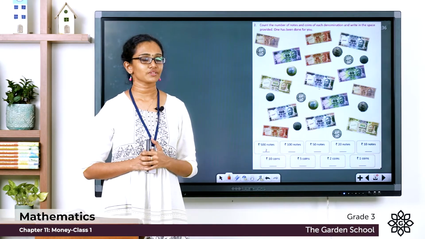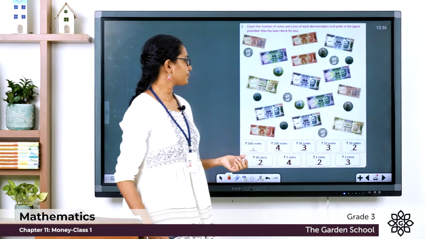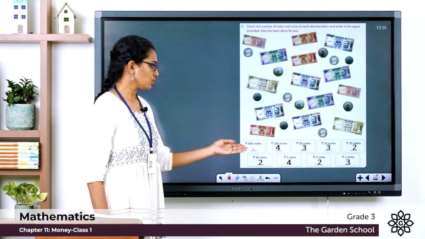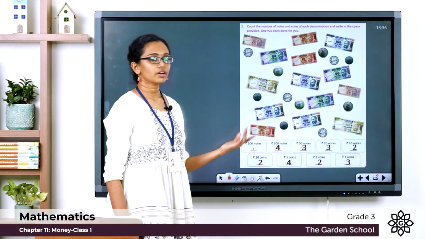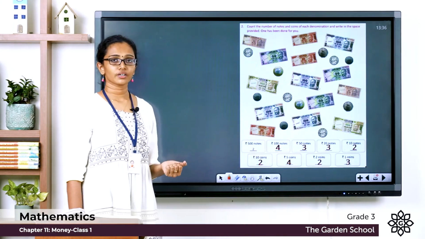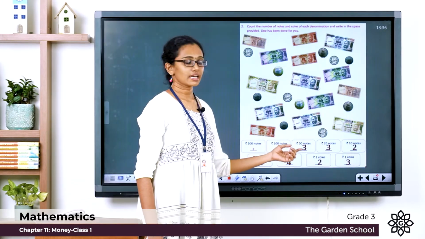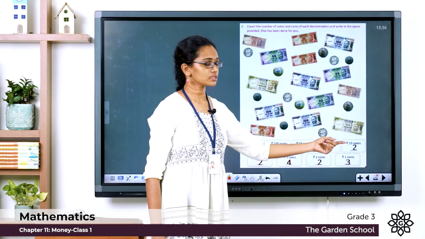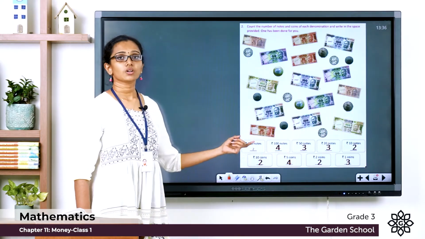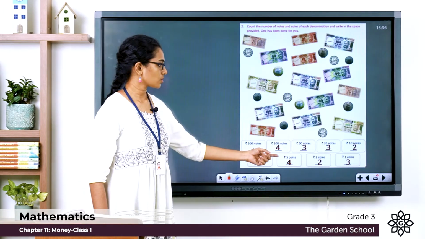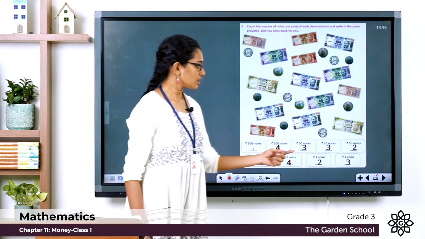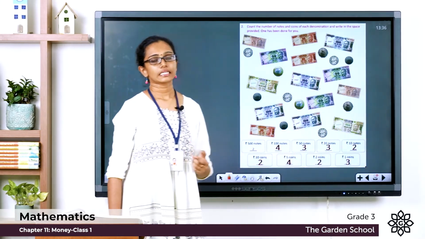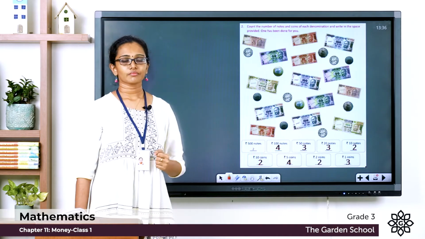Hope you are done with that activity. Now let's see the correct numbers. So the first one is already given there, rupees 500 notes. There are two 500 rupee notes there. Rupees 100 notes. There are 4 rupees 100 notes, and rupees 50 notes. They are 3 in number. Rupees 20 notes, 3 in number. Rupees 10 notes, 2 in number. Rupees 10 coins. They are 2 in number. Rupees 5 coins, 4 in number. Rupees 2 coins, 2 in number, and rupees 1 coins, 3 in number. So I hope you got all the numbers correct.